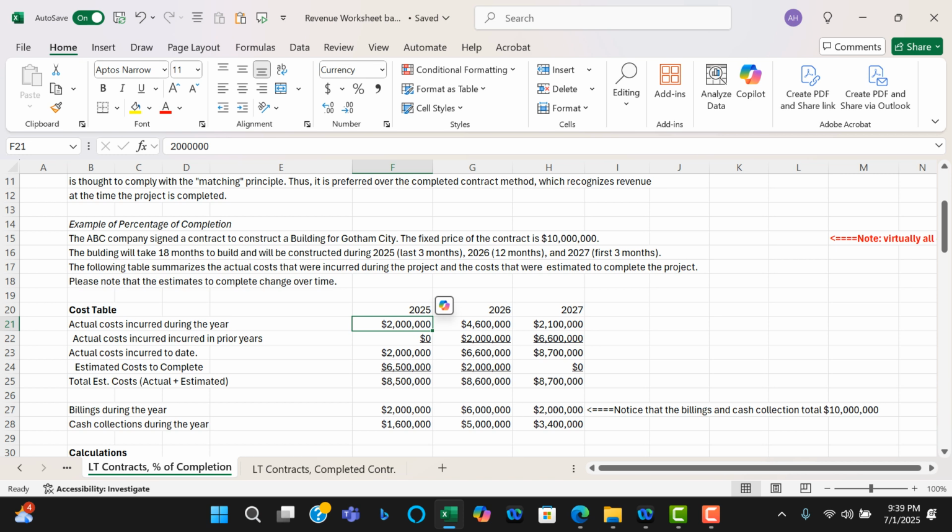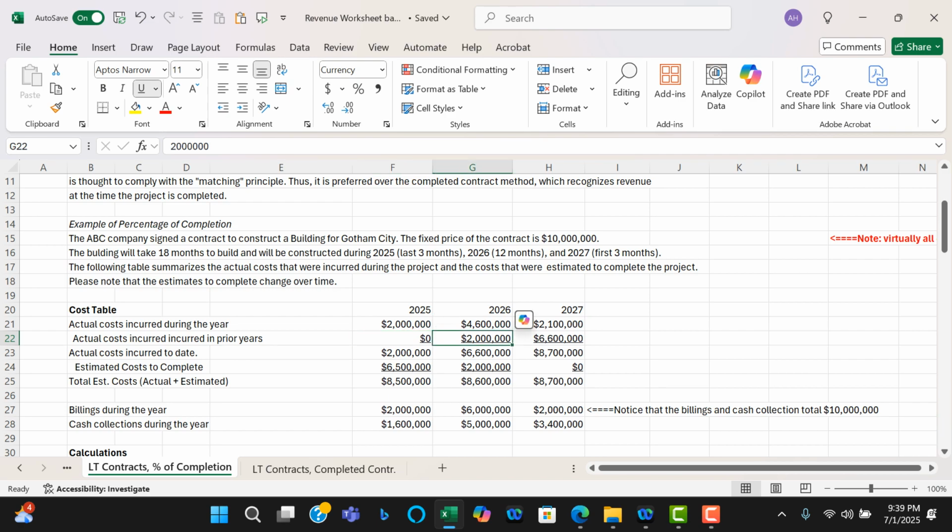Okay, so you've got 3 years. Actual costs incurred during the year: 2 million during 2025. Keep in mind this is a $10 million contract. Then 4.6 million in 2026, and that makes sense because most of the construction takes place in 2026, and 2,100,000 in 2027. Okay, actual costs incurred in prior years: 0 in 2025, because it has to be 0 since it didn't start until 2025.